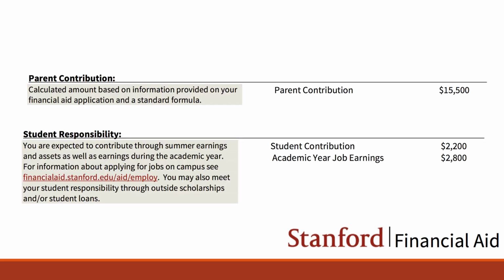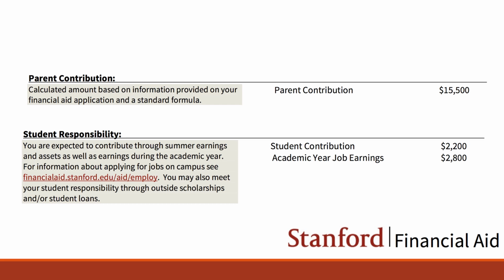The next 2 portions of the award letter show the parent contribution and the student responsibility. The parent contribution is the estimated amount parents can expect to contribute for the year. It is a calculated amount based on information provided on your financial aid application and a standard formula. Remember, this is an expected contribution toward the entire cost of attendance. The amount that has to be paid to the bill rarely equals this exact amount.